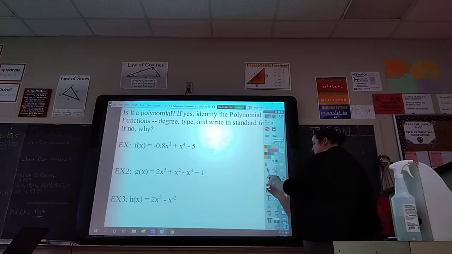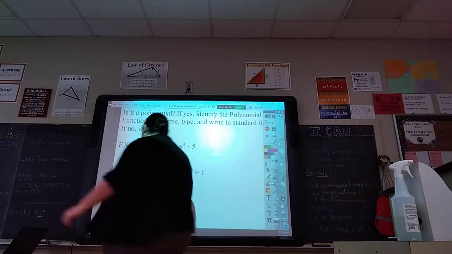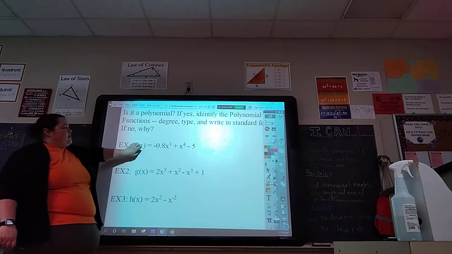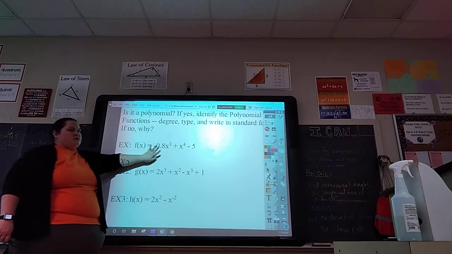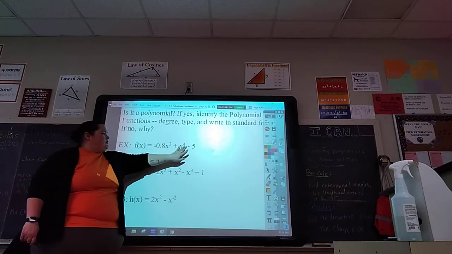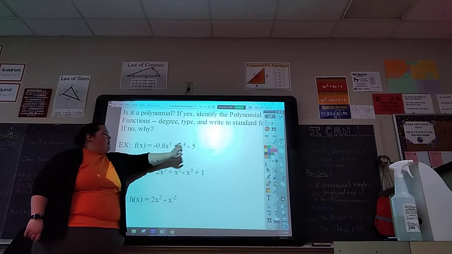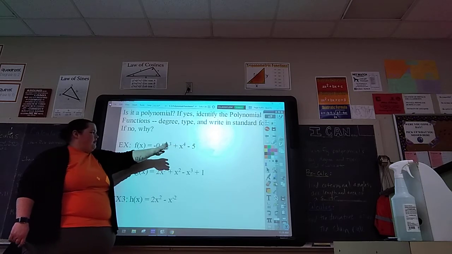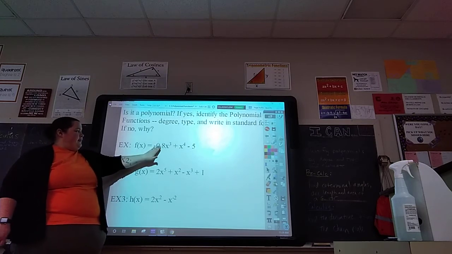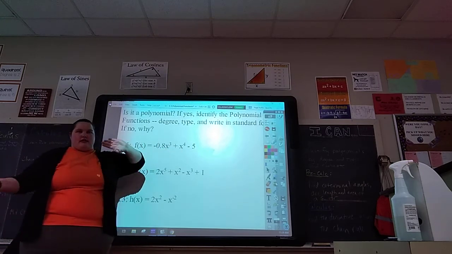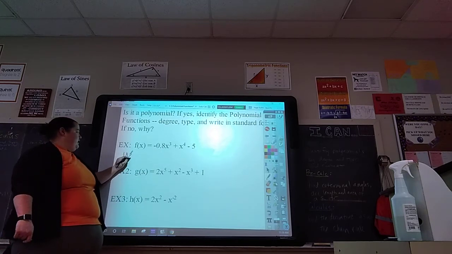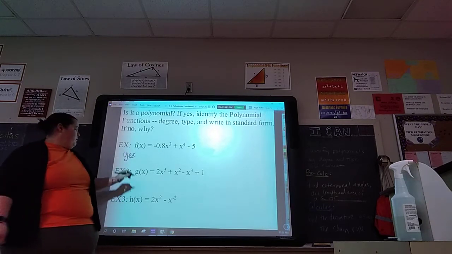So let's look at the first example. If we look at this equation, is this a polynomial? Are there any negative exponents? No. There's no variable exponents. There's no square roots. There's no fractions. You don't have to worry about variables in the denominator. And also, it's x throughout, so there's not different variables. So is this a polynomial? Yes. Okay, so yes, this is a polynomial.